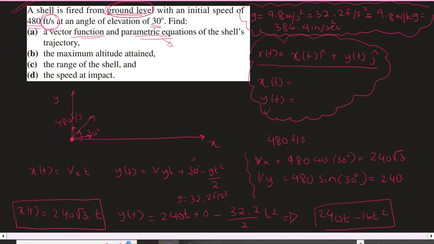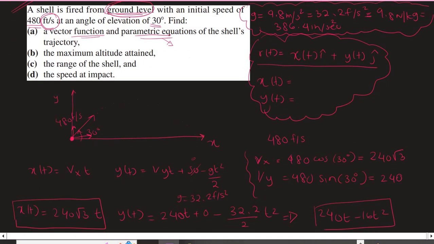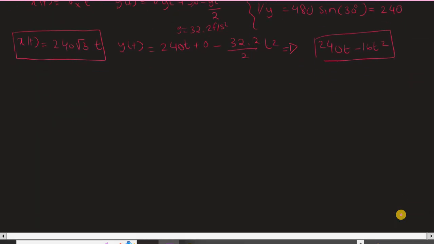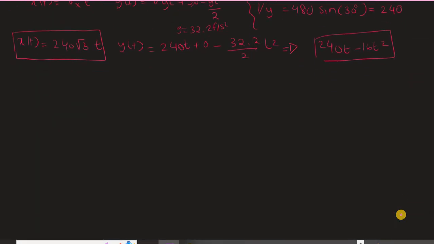Okay, so let me write this neatly at the bottom. So the parametric equation is just this: x of t is 240 square root of 3 t, and y of t is equal to 240t minus 16t squared. So this is the parametric equation.